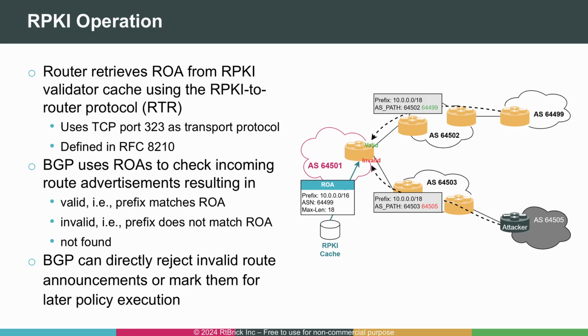In practice, here's how RPKI works. Network operators run an RPKI validator that downloads ROAs and certificates from regional Internet registries' repositories and builds a local, validated ROA database. BGP routers use the RPKI to Router protocol, typically over TCP port 323, to query the validator and retrieve ROA data. When a router receives a BGP route advertisement, it checks the ROA database for a matching entry. There are three possible validation outcomes.